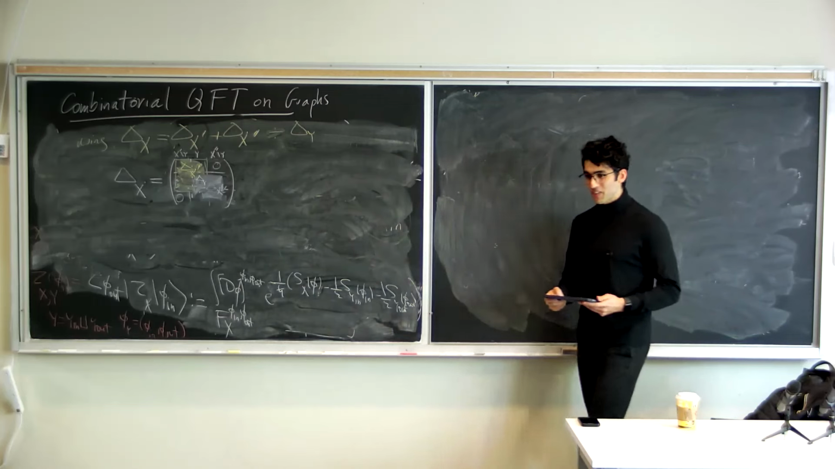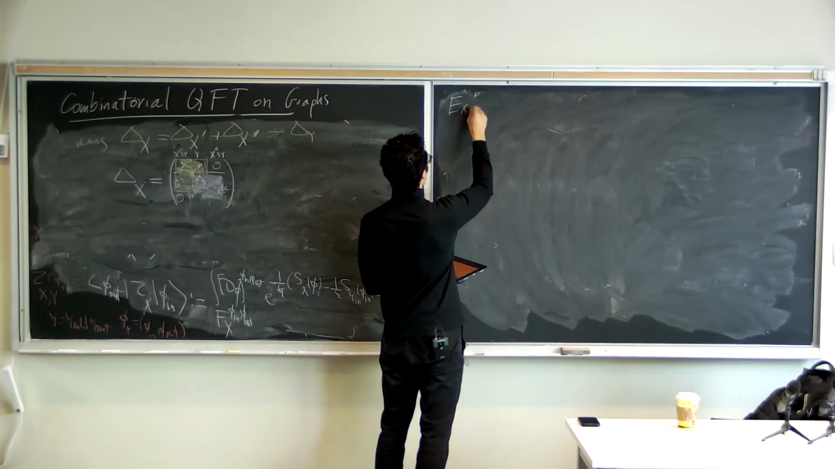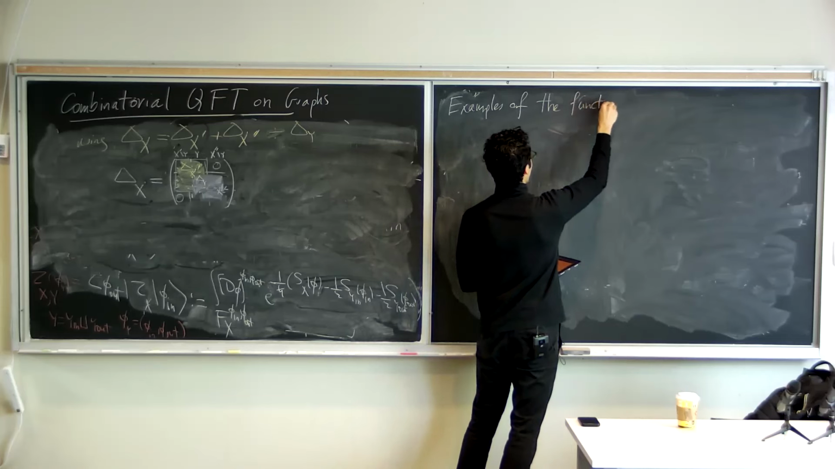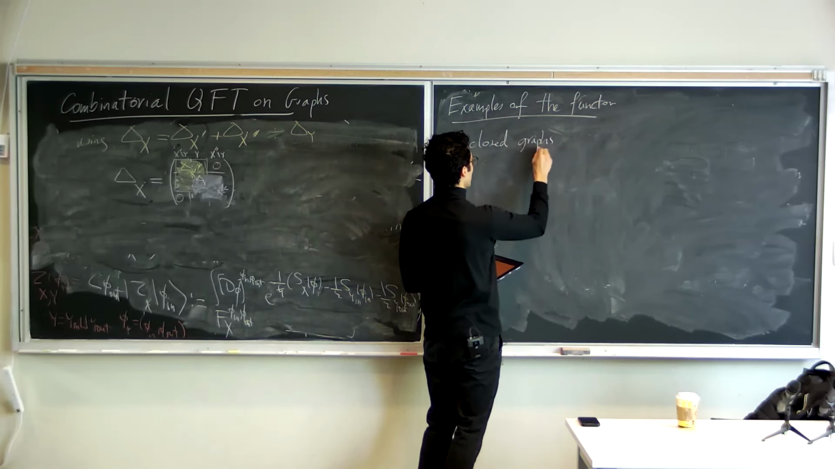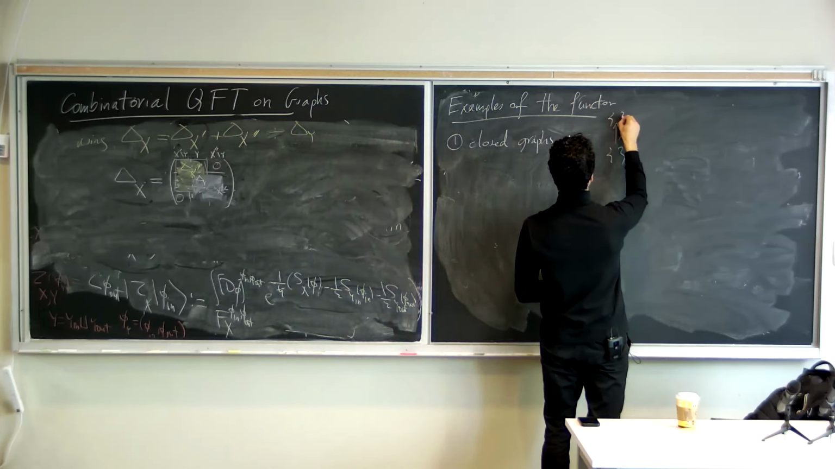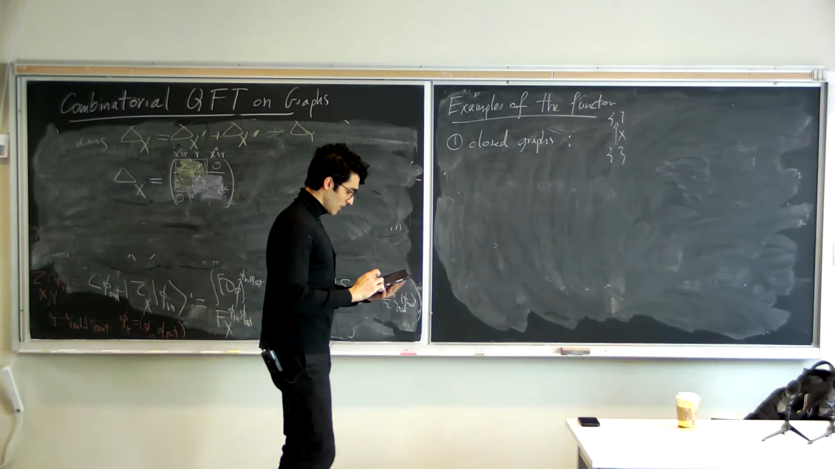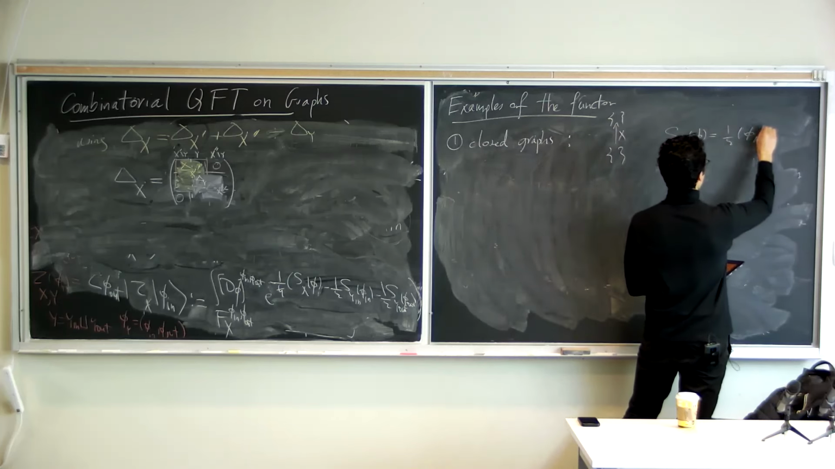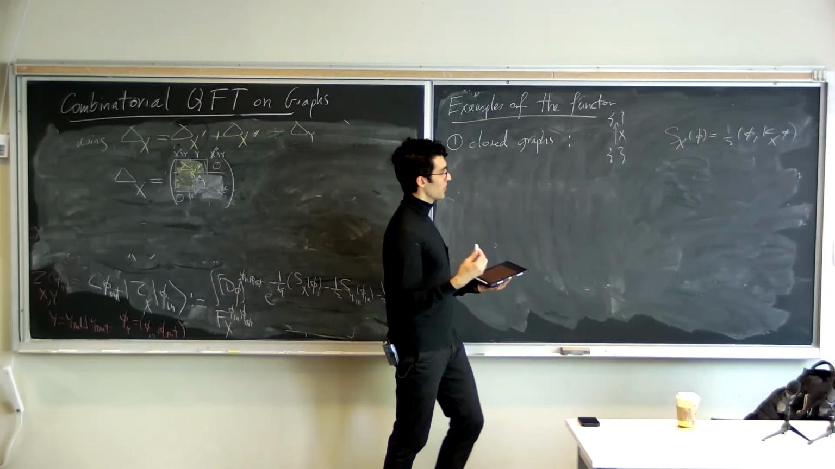Okay, so now I want to look at examples of this functor. The first example is what Walid asked. It's the example of closed graphs. In this case, you have the empty set, and X to the empty set. The boundary is empty, there is no boundary. The action here is what we had before, and the partition function is again what we had before.